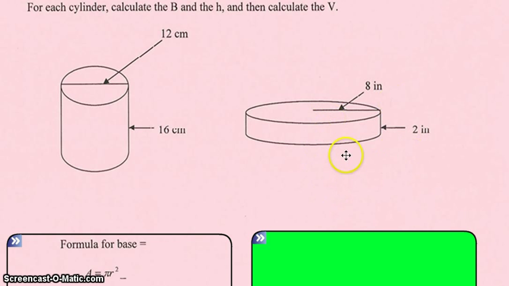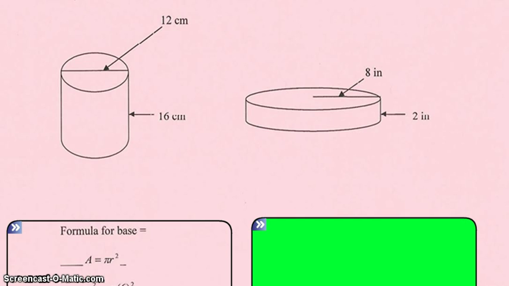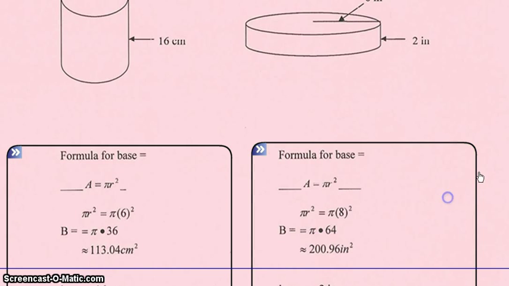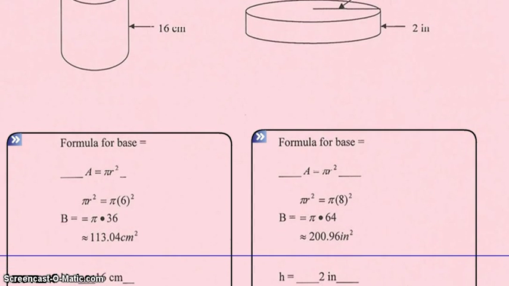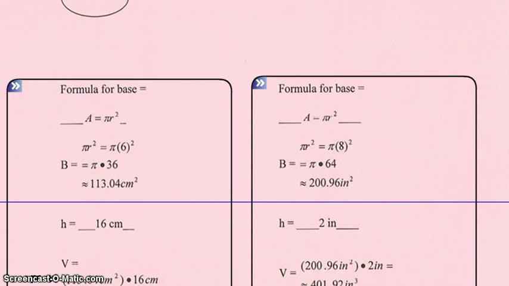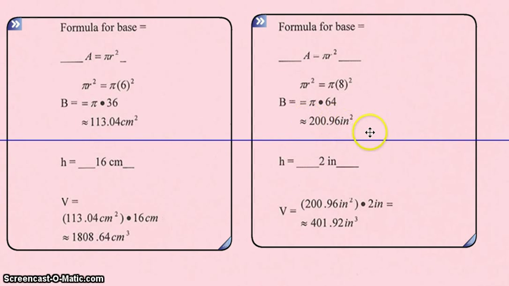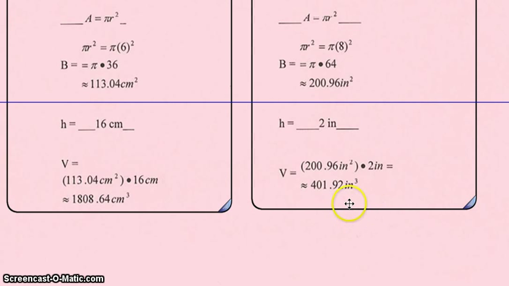Now try the second cylinder. Pause the video and press play when you're ready to check your answer. To find the area of the base of the second cylinder, you have to take 8 squared and multiply it by pi, or pi times 64, which is about 200.96, depending on how you round. The height is 2. If we take 200.96 times 2, we get the volume, or 401.92 cubic inches.